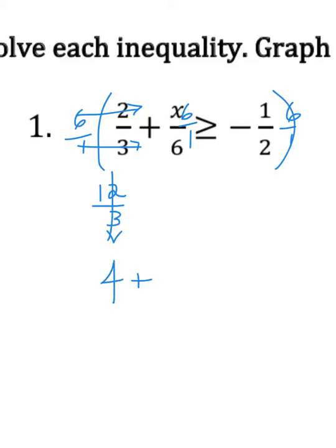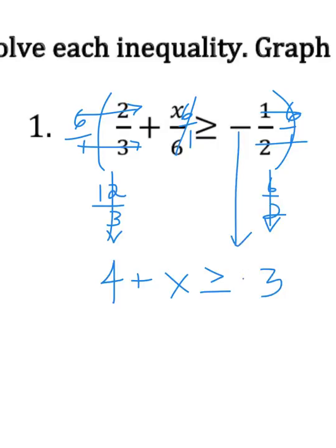plus. That cancels out, this would be x over 1, which is just x. X divided by 1 is x. And there's my inequality symbol. And this would be 6 over 2, which would be 3, and that's a negative 3, so don't forget that negative. So I just transformed the fractions into regular numbers, or whole numbers.